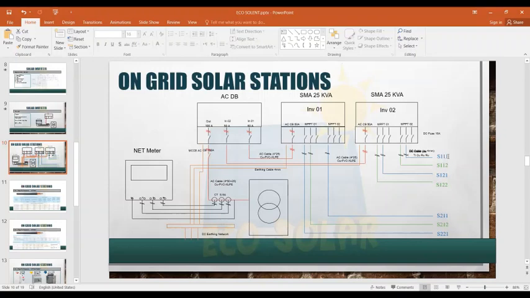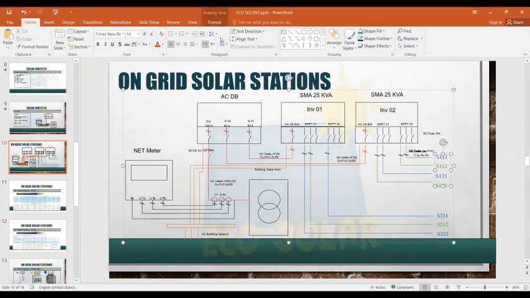First, this is the string addressing. The addressing code here has a pattern. The pattern of the addressing is called string number 1, MPPT input number 1, inverter number 1.